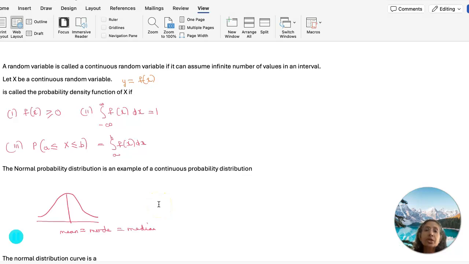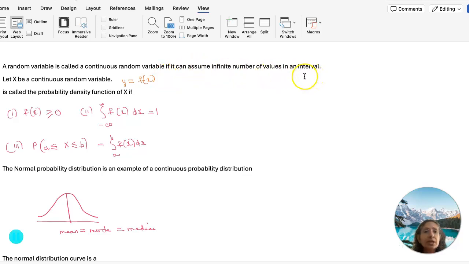Hello everybody. Today we will be learning continuous random variables and a normal distribution and also a standard normal distribution, and how to solve basic problems using this. So let's get started.